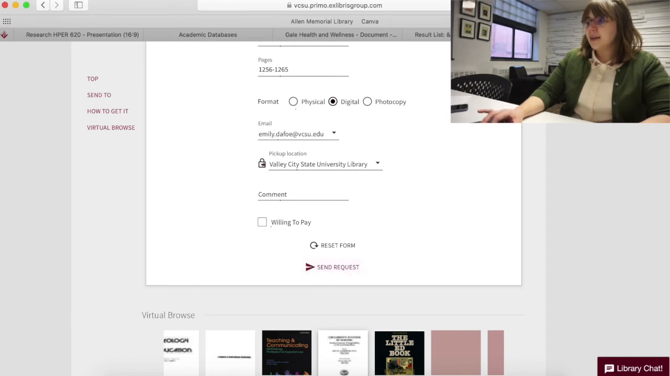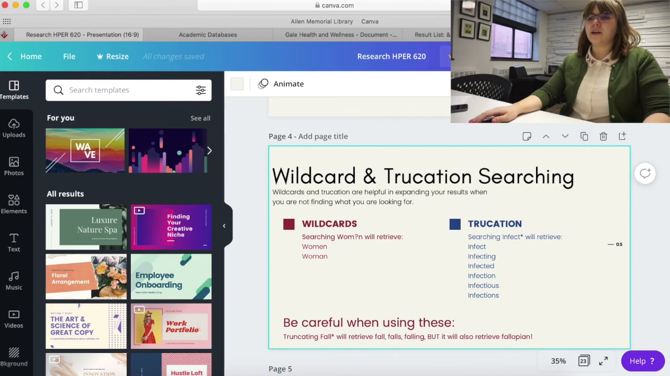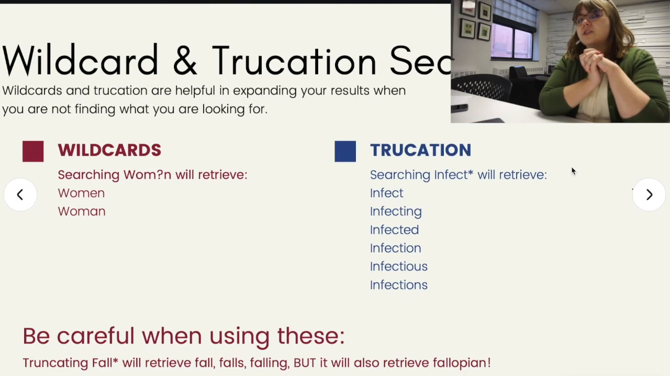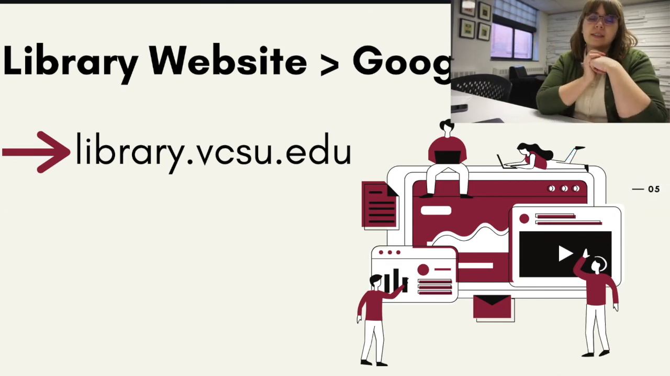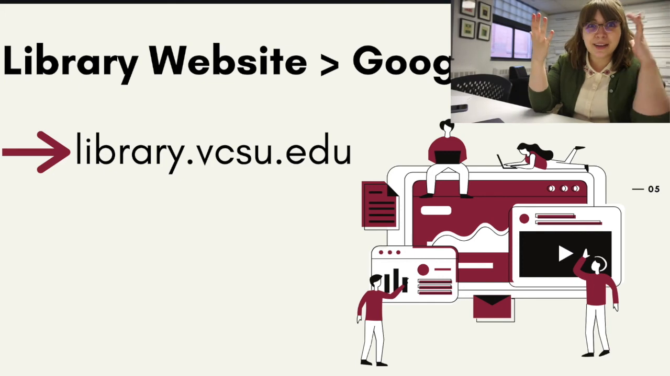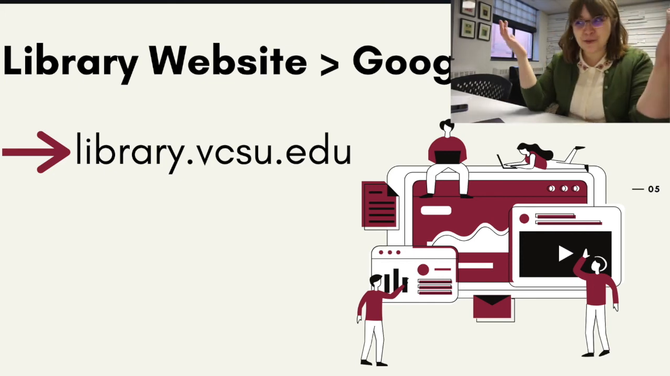So that is finding resources through the library website. I focused a lot on the journal article side of things, but there is also the books side of things as well. If you do have any questions about finding the sources for your assignments, please come and see me or send me an email. I am able to help in a lot of different ways.